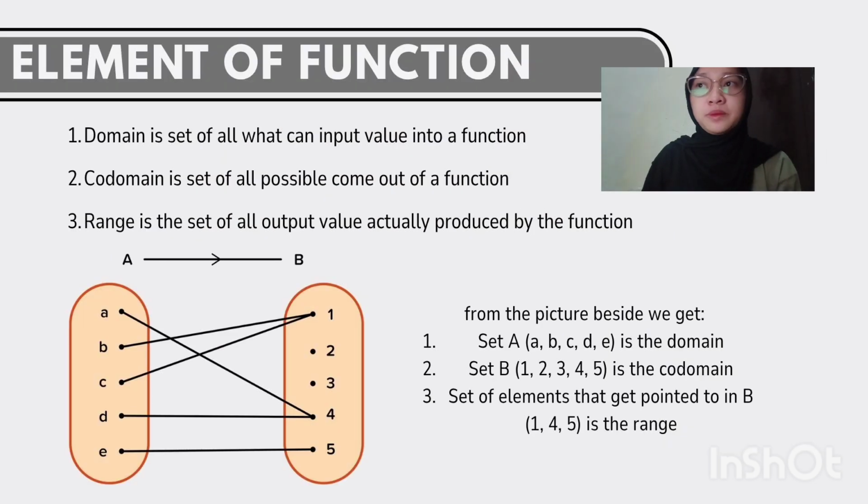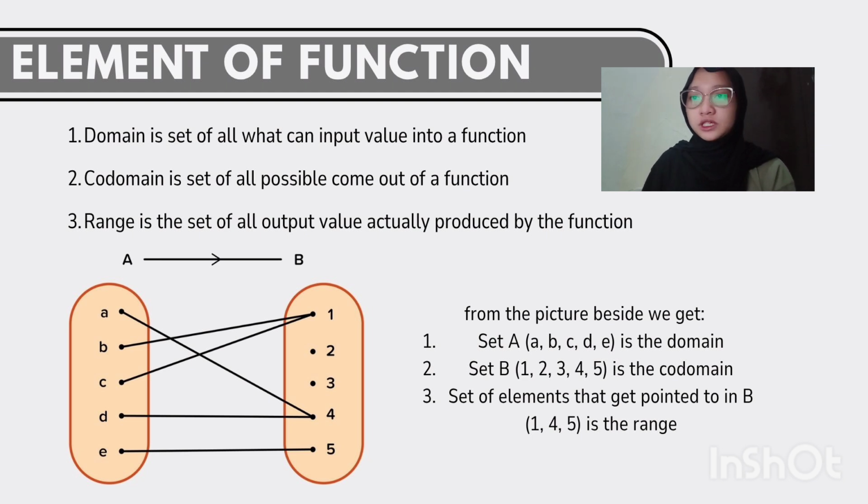There are 3 elements of a function. First is the domain. The domain is the set of all values that can be input into the function. Second is the codomain. The codomain is the set of all possible outputs of a function. Third, the range. The range is the set of all output values actually produced by the function.